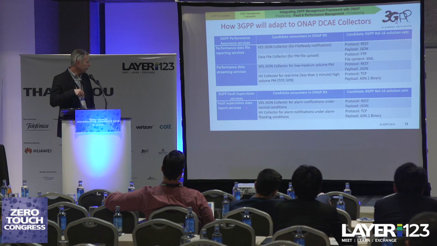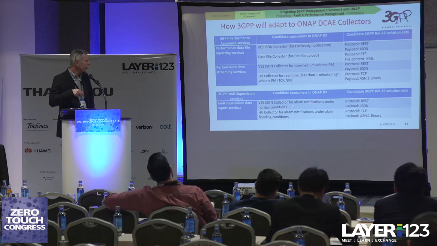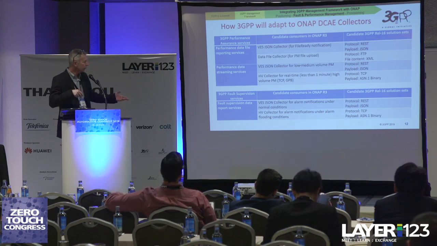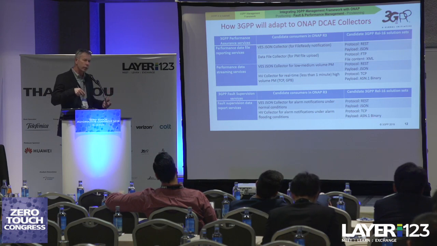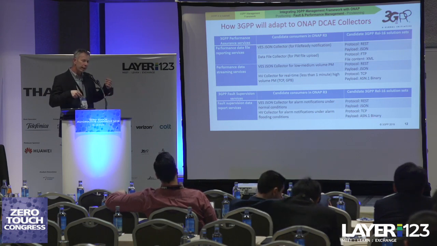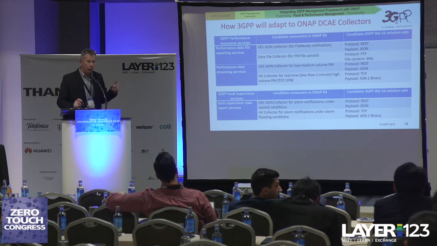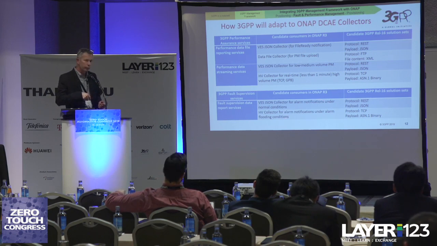And same for fault supervision. Each time you want to send an alarm notification to the ONAP DCAE, there are two ways to do that. In normal conditions, we will use REST HTTP with JSON API. And in case of alarm flooding conditions, we will switch to the other one, which is TCP based with ASN.1 encoding inside. ONAP requires the VNFs which want to interwork with ONAP to be able to switch from one to the other dynamically, from normal conditions to alarm flooding conditions. This is a requirement from ONAP.